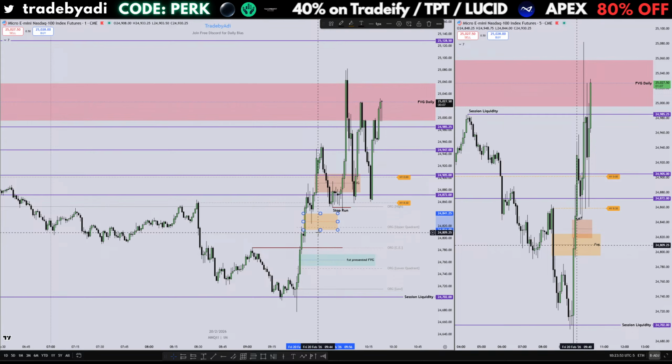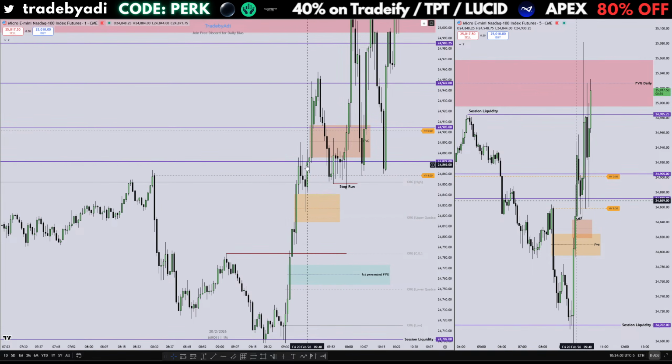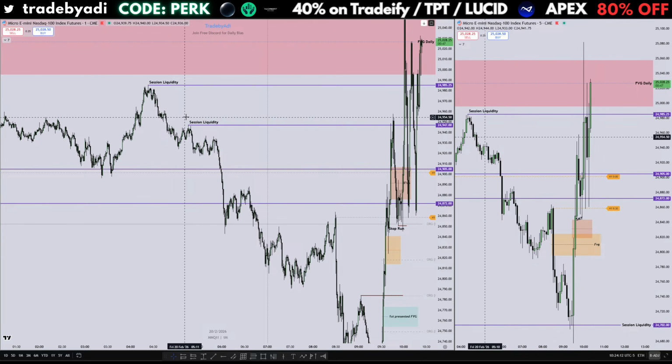Okay, we have three PD arrays. The 5 minute was bullish. The 1 minute is bullish. Okay, and do we have a change in state of delivery after taking the fair value gap? Yeah, we do have it. And then I check for the nearest draw on liquidity, like in-session liquidity.